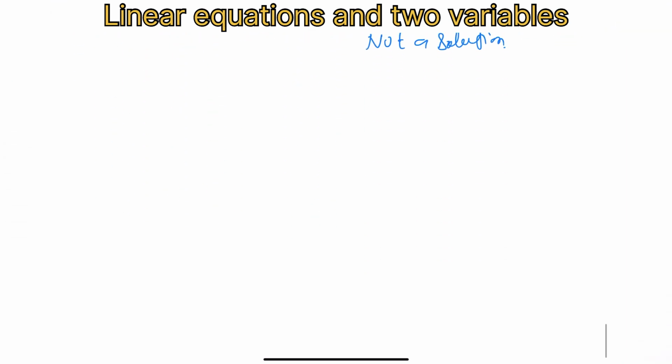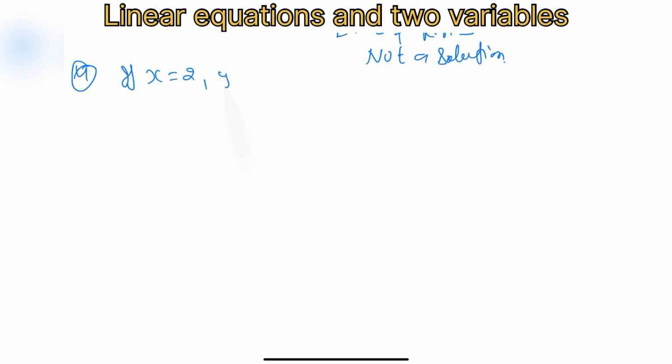Now we have the fourth question. In this question we have to find the value of k. It is given that x is equal to 2, y is equal to 1 is a solution of the equation 2x plus 3y is equal to k. Here we have to find the value of k when it is given that x is equal to 2 and y is equal to 1 is a solution of this equation. So for finding the value of k, we have to put the values of x and y in this given equation.